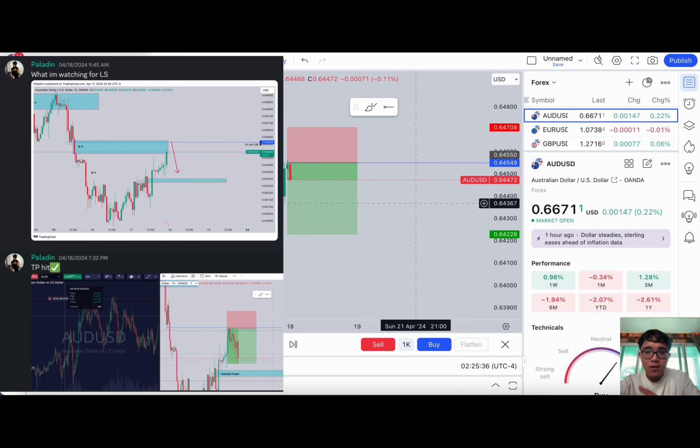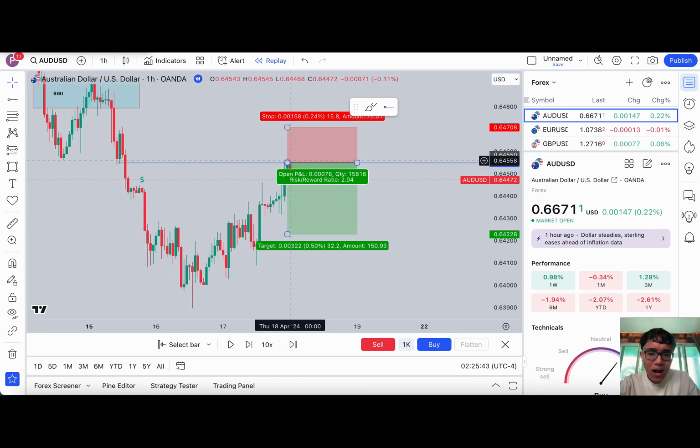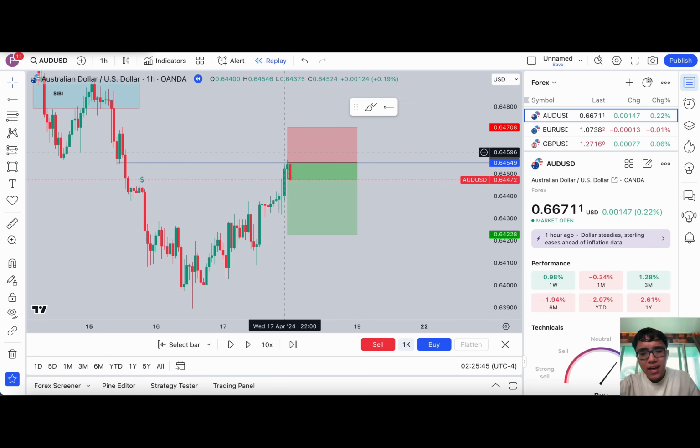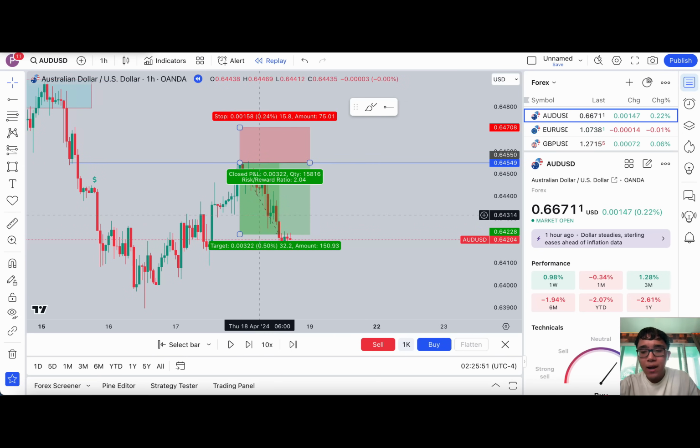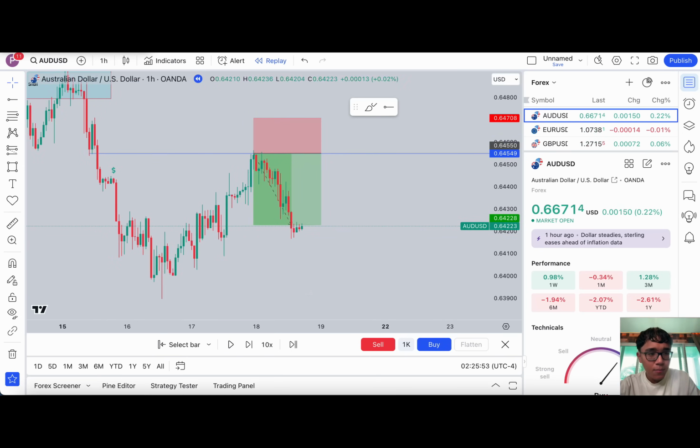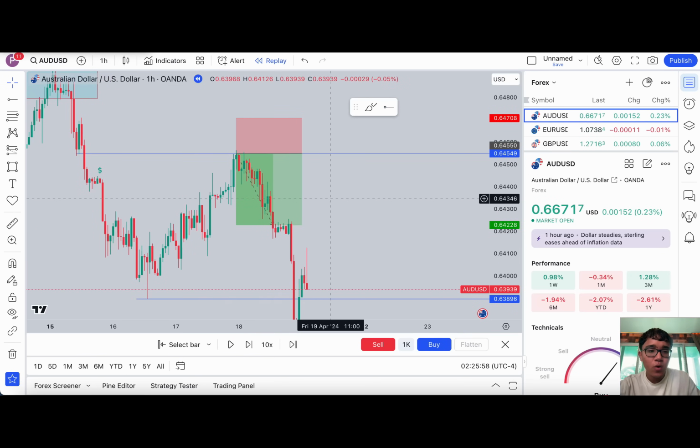As you can see right here, this is a picture from my Discord just to show you guys that this was not hindsight. And then around London session, I did execute, and usually London session does have the high of the day. And then what we can see is that price has hit my 1 to 2, and potentially it could come and take out this low in here. Let's see if it does that. And that's exactly what we see.